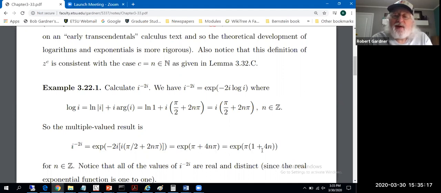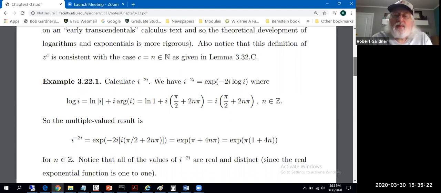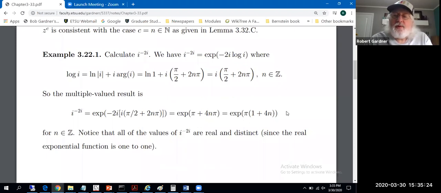I could factor the pi out if you like. That's real. So that's a little weird. And n ranges over the integers. So what we've produced here for i to the negative 2i power is a bunch of different real numbers. Actually, there's infinitely many of these real numbers. And we've got a function, multiple valued function, big time multiple valued. It takes on an infinite number of values. The surprise is they're all real.